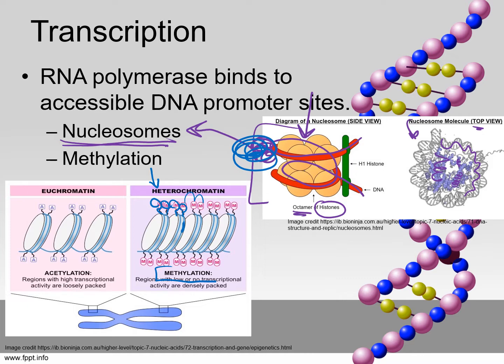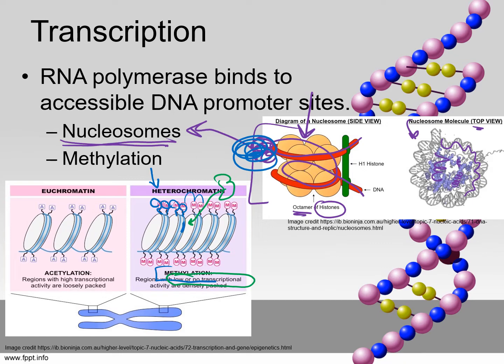And if I have a promoter site like here, it's going to be really hard for my enzyme. Here's my enzyme. It's really hard for him to get in there when things are all squished up. So methyl groups, methylation, will result in very little or even no transcription happening on that gene.